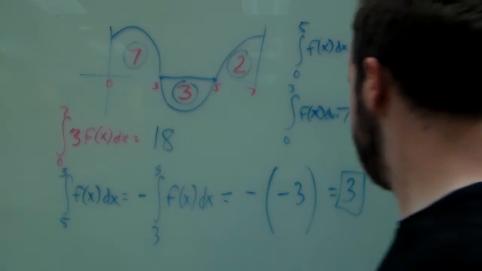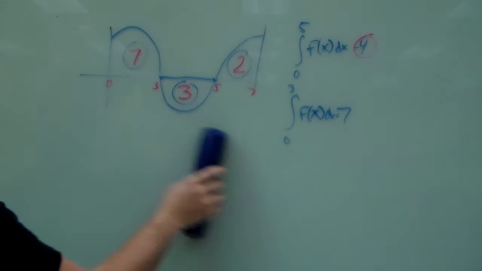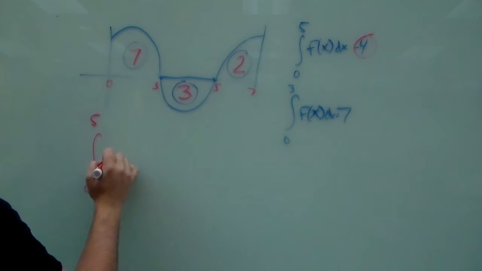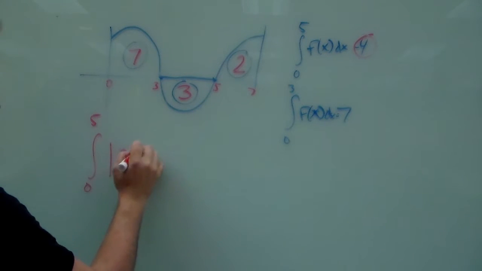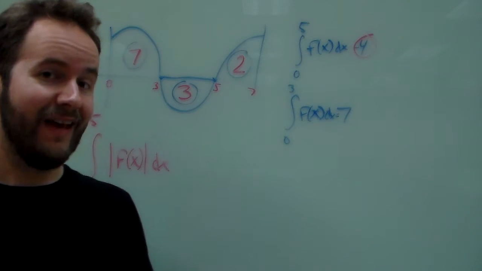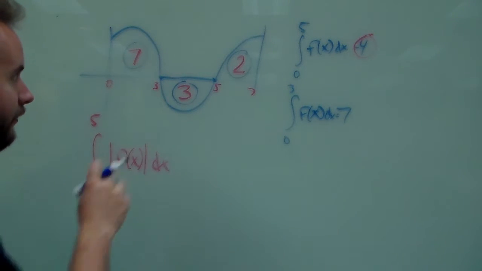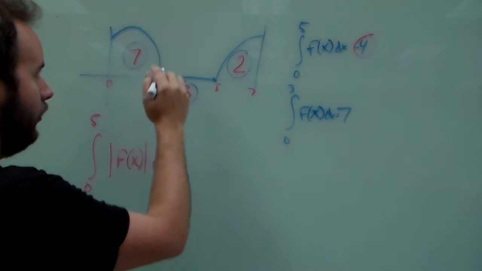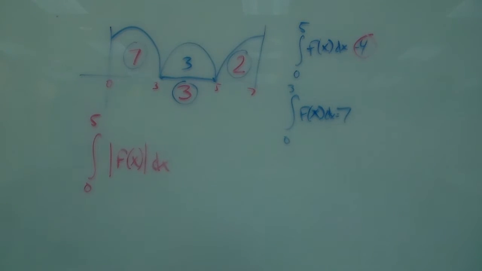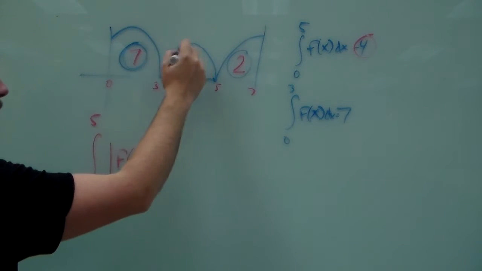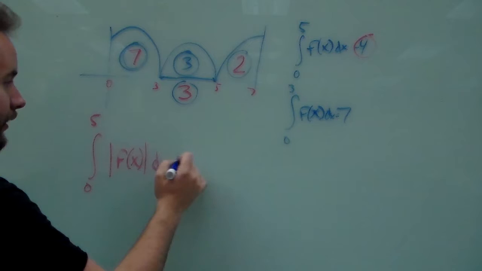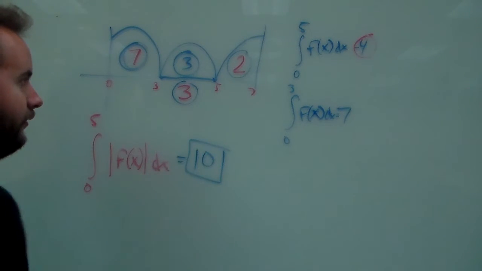Okay, next question. The last one asks us for the integral from 0 to 5 of the absolute value of f of x. So here's all that changes. Any part of the graph that's negative must become positive. So instead of this hump being down here, when I take its absolute value, it becomes positive. So now I merely ask myself, what is this area plus this area? I'm no longer subtracting that area because now it's on top. 7 plus 3 is 10, and that's my final answer for that problem.